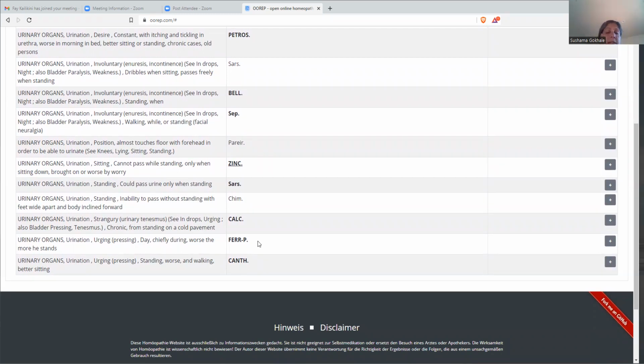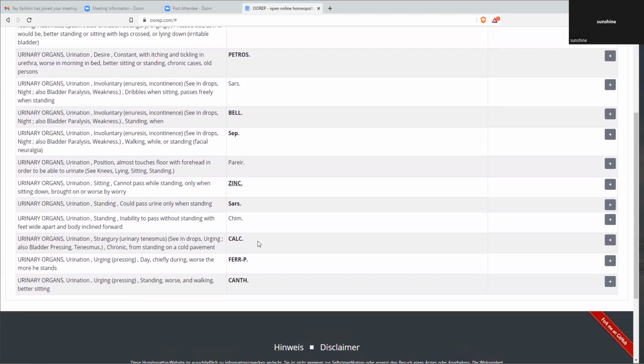Ferrum phos. That's an excellent remedy. Ferrum phos, the cell salt. Except for me, it's like I'll be sitting and then I'll stand up to go to the bathroom, and the bathroom's totally opposite to where I'm sitting. By the time I get to the bathroom, I feel myself starting to leak. That's sarsaparilla. So the only remedy of these that fits is sarsaparilla.